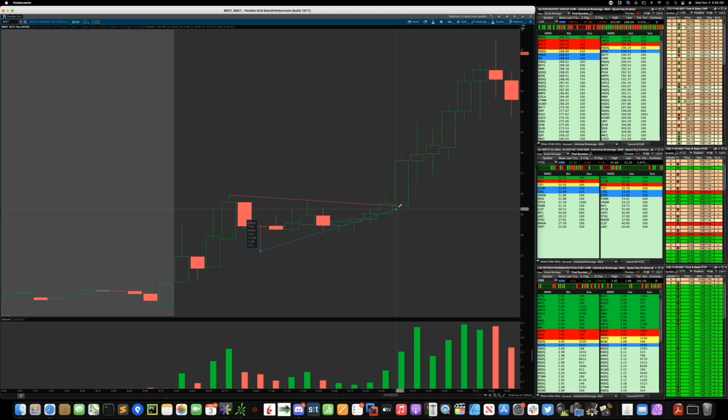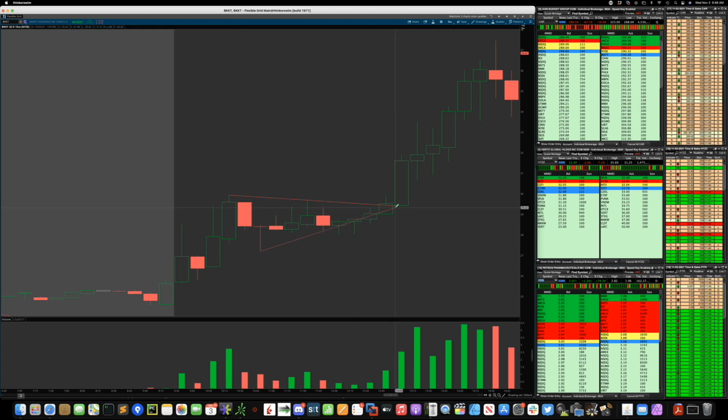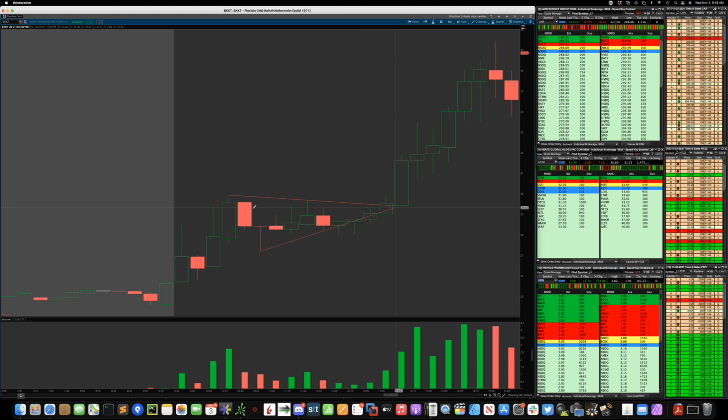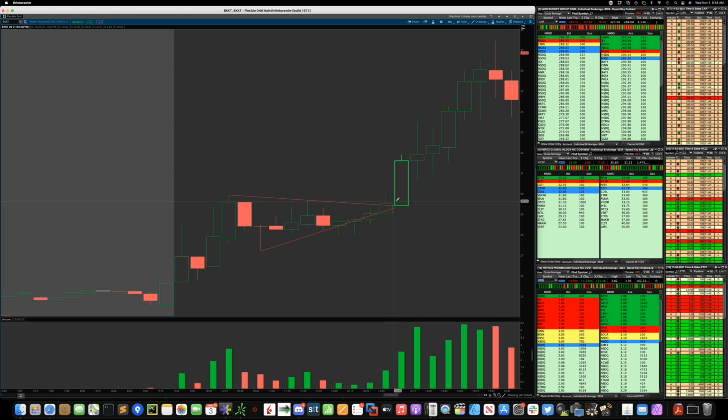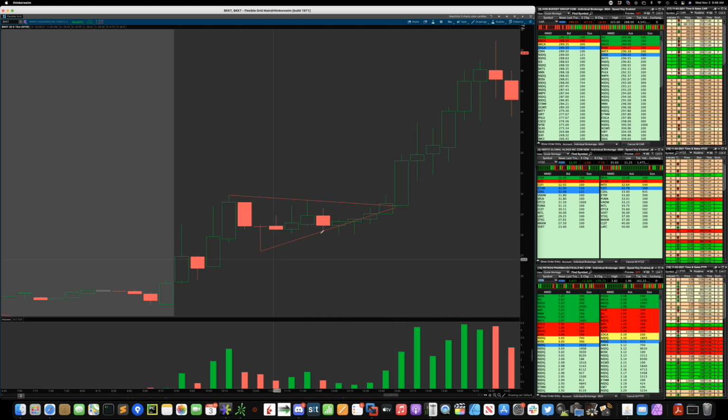Usually I'm drawing it from that low. So you can kind of see in this, maybe if I go to a lower time frame, it might be a little more clear. But on an intraday time frame, a lot of times I'm looking to buy at this point right here, right as we come to the point of the wedge.